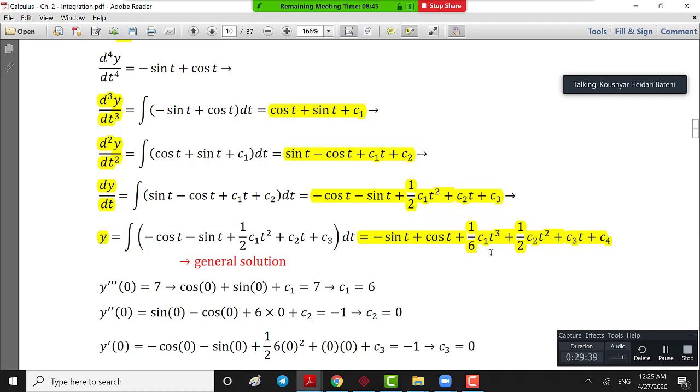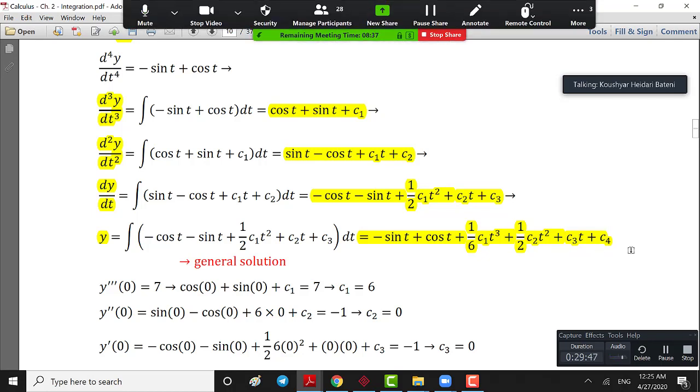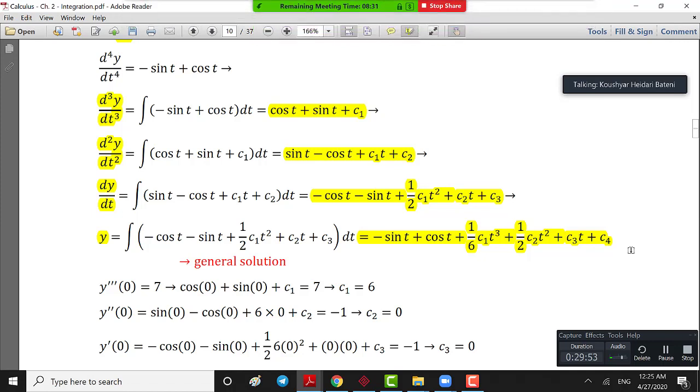You see, in this general solution, we have 4 undetermined constants as we expected. Now we have to determine the value of these 4 undetermined constants, C1 to C4, using the initial conditions to reach the particular solution.